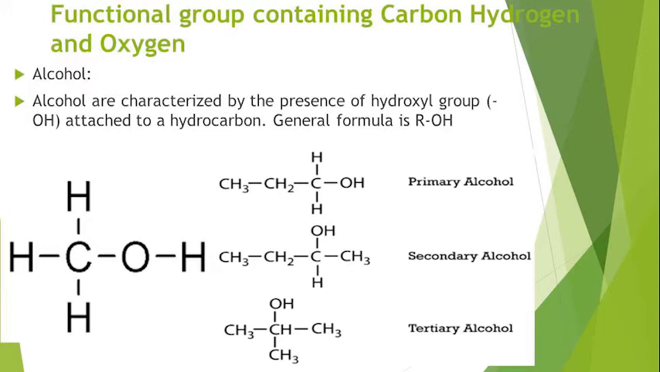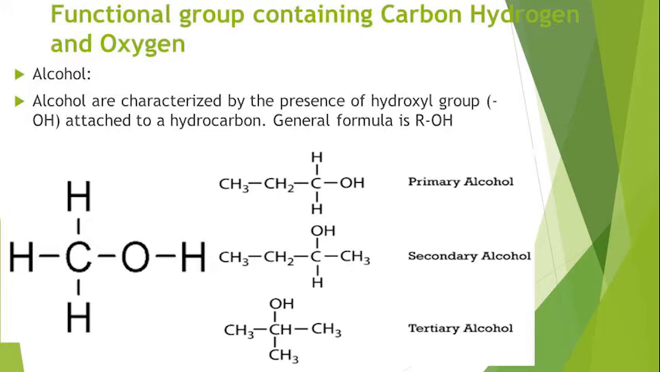Monohydric alcohols are further subdivided into primary, secondary and tertiary alcohols. As you see in the given example, in primary alcohol the OH group is attached with primary carbon, that is carbon that contains at least 2 hydrogen atoms.